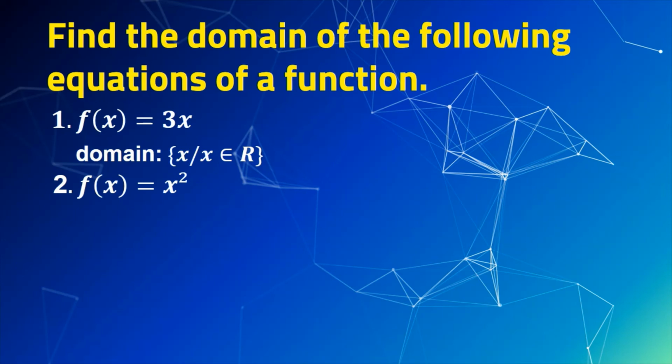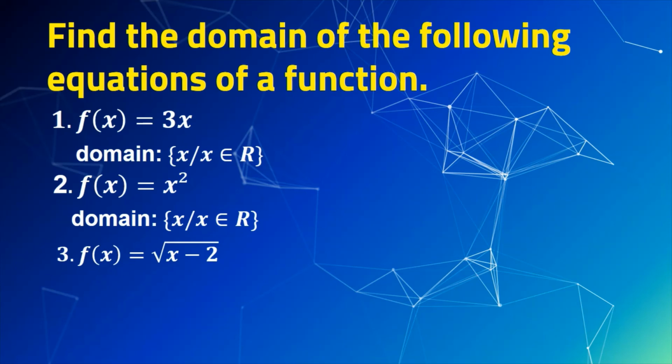Number 2: we have f(x) = x squared. Whatever value you replace x with, there will be a corresponding value for y. Whatever value it is, any rational number or integer, it is actually a set of real numbers. Therefore, the domain is x such that x is an element of R, real numbers.